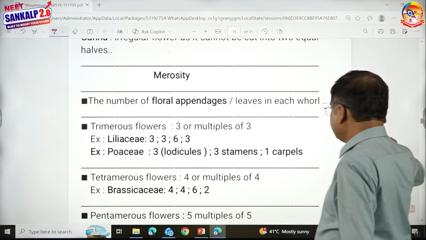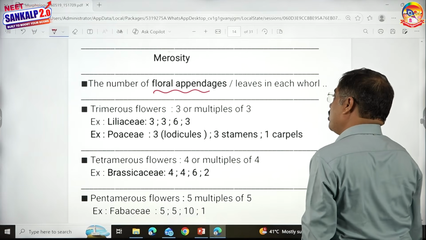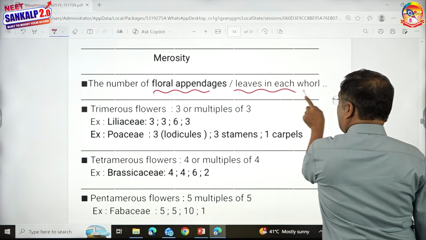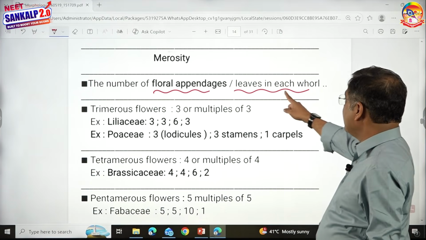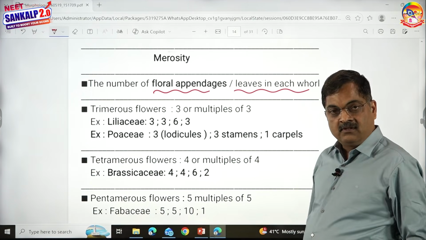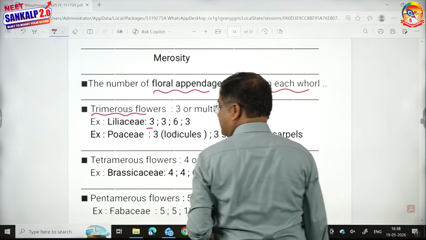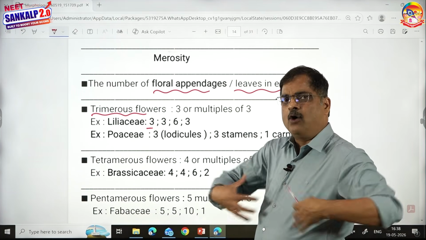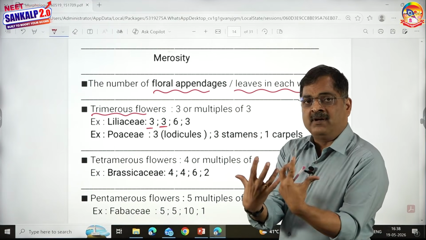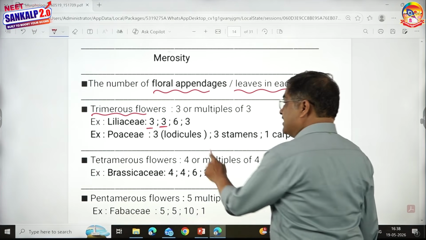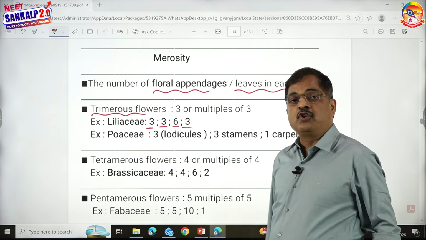Okay, chalo. Next, the number of floral appendages. The number of floral appendages or leaves in each whorl is said to be merosity. Trimerous. Look here. There are 3 outer members of the perianth, and 3 inner members of the perianth. 6 stamens and 3 carpels. So it is 3 or multiples of 3. Therefore, you call it trimerous.